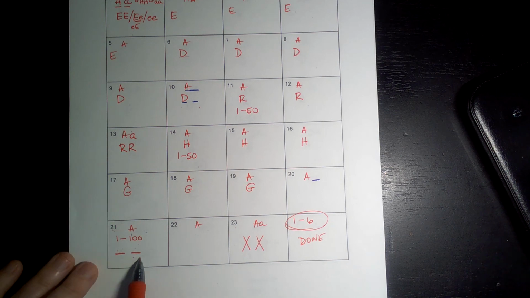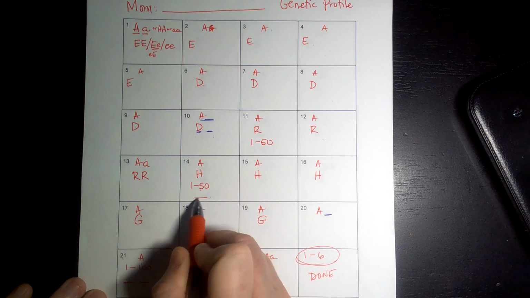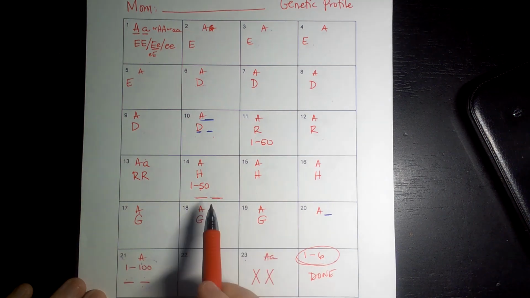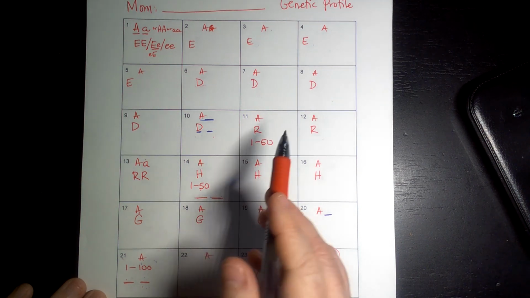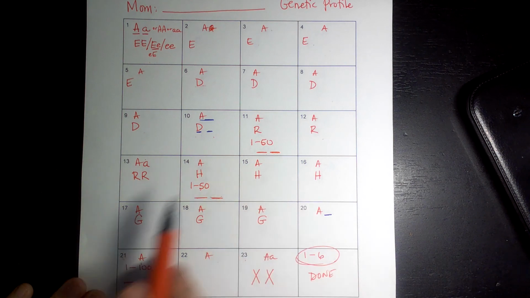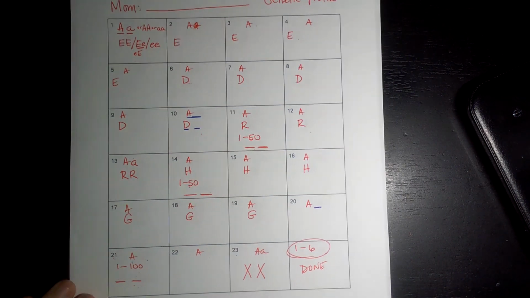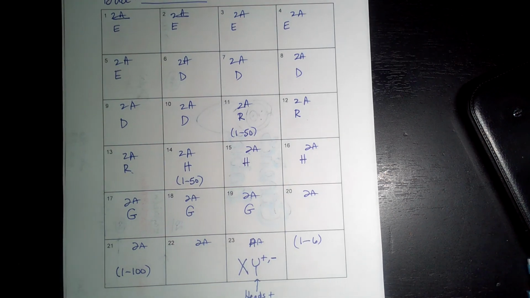Both of them need to be between 1 and 100. Then go up to 14. Pick 2 different numbers. Both of them need to be between 1 and 50. And then box 11, 2 different numbers. Both of them need to be between 1 and 50. And then we're going to go over here, and we're going to do the same thing for Dad.